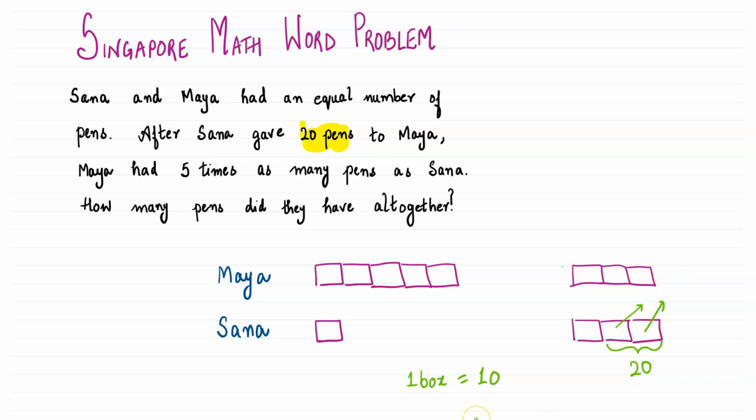And we have been asked how much they have altogether. So altogether they have 6 boxes. That means altogether they should have 6 times 10, that is 60. So 60 is the answer.